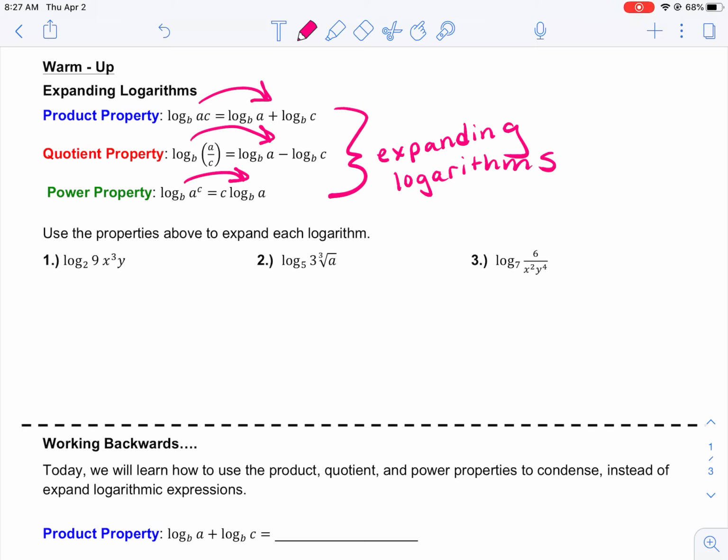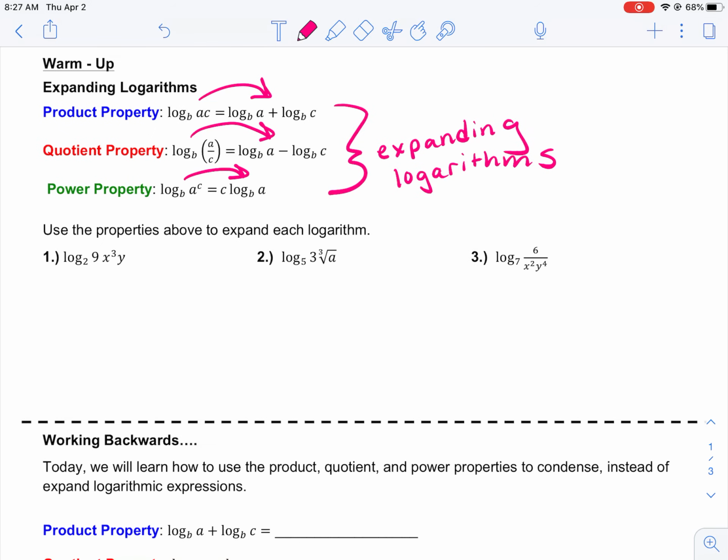This first problem, we have log base 2 of 9x cubed y. The first thing I want you to notice is that you have three terms. You have a 9, an x cubed, and a y. When we expand this, we're going to write log base 2 three times. Each term is going to get its own log. So log base 2 of 9. When we pull apart multiplication, we use addition. So plus log base 2 of x cubed plus log base 2 of y. Each of the three terms gets its own log with the base of 2.